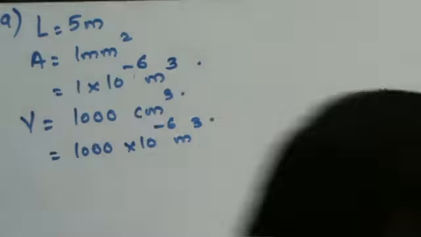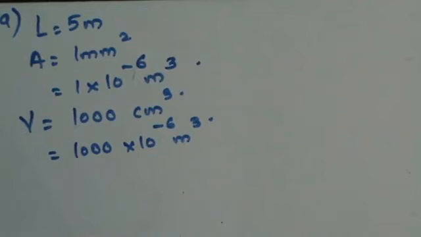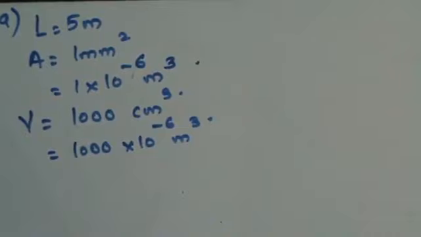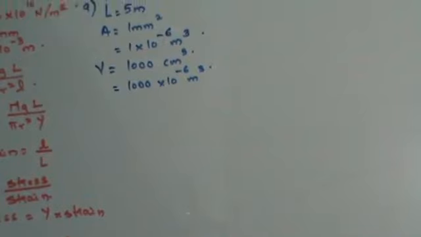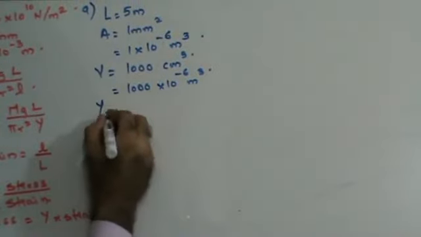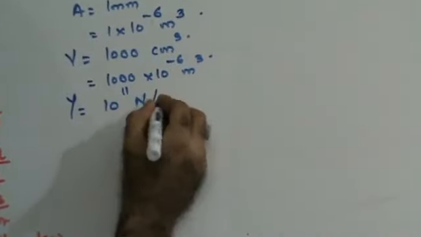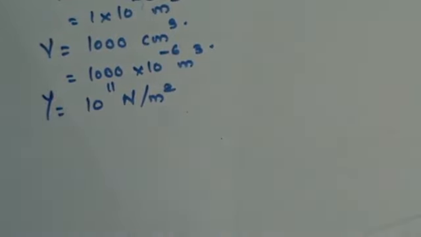Do we get this thing here? Please write this quickly. When the brass weight is completely immersed in water. If the Young's modulus for brass is 10 to the power of 11 newtons per meter square.